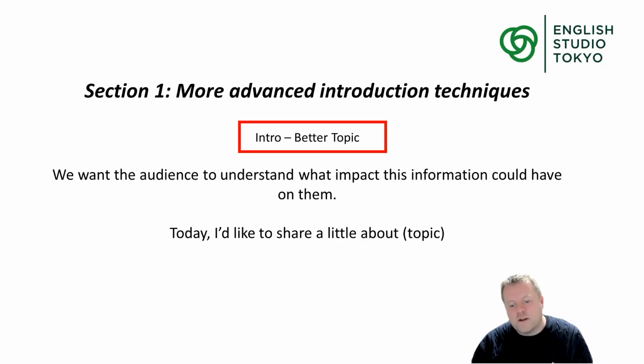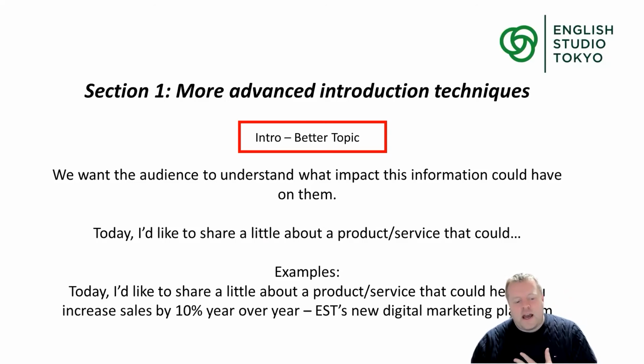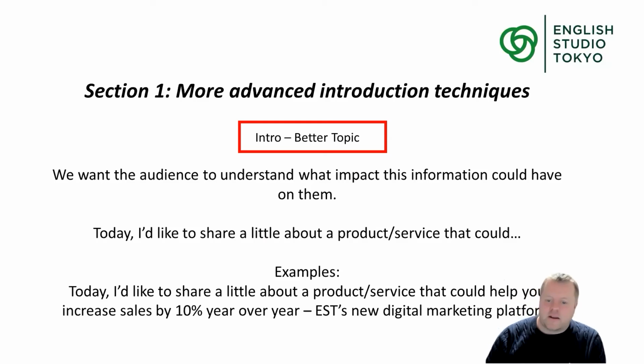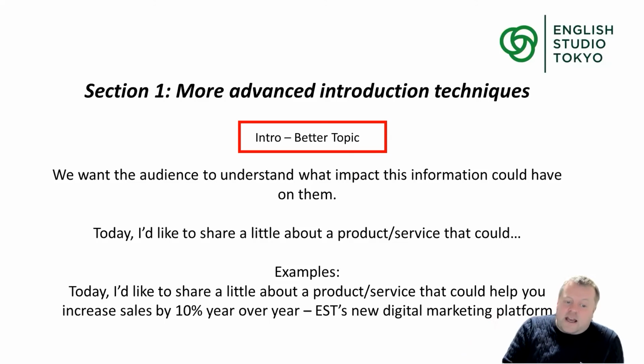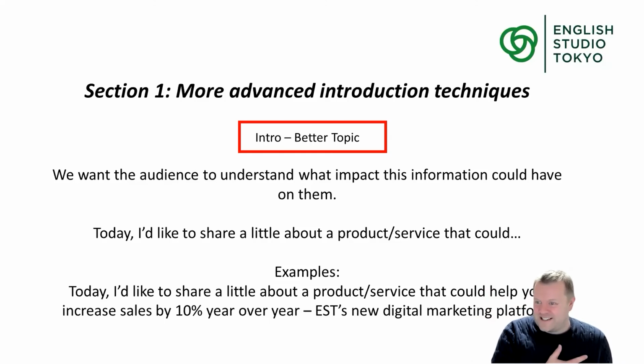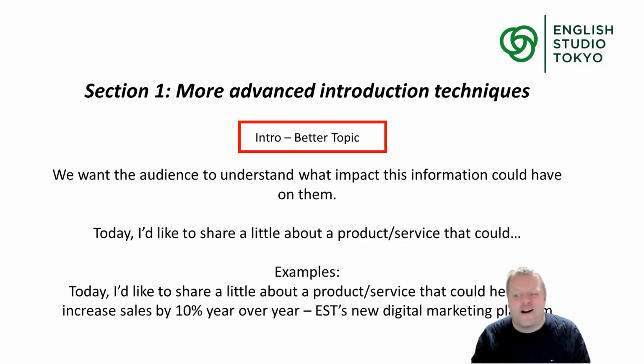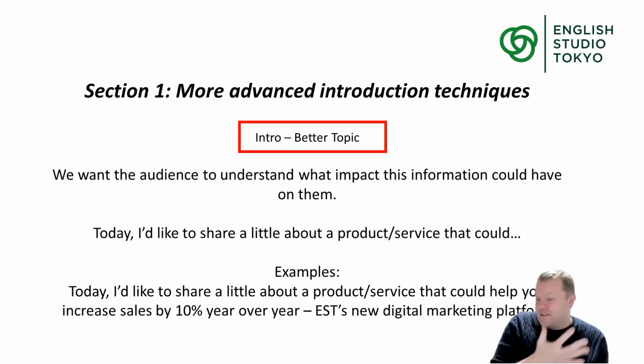A presentation has to help the audience. So one technique I often use is I tell the audience what the benefit of the presentation is before the topic. So I say, today I'd like to share a little about a product that could, and then I explain the benefit and then the topic. So for example, today I'd like to share a little about a product that could help you increase sales by 10% year over year. EST's new digital marketing platform. EST is English Studio Tokyo. We do not have a digital marketing platform, but that could be our new product.